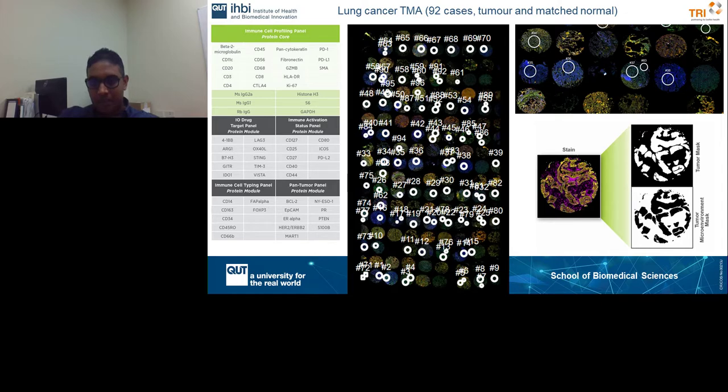So in the bottom right-hand corner, you can see that you can make a tumor mask, and you can liberate the signal of that. And when you do the inverse, you get the tumor microenvironment signal, so you get a total signal per core for the tumor and the microenvironment data. And this is what we're trying to attempt with the lung TMA. And this data is really, really new. So I'm really excited about this data.